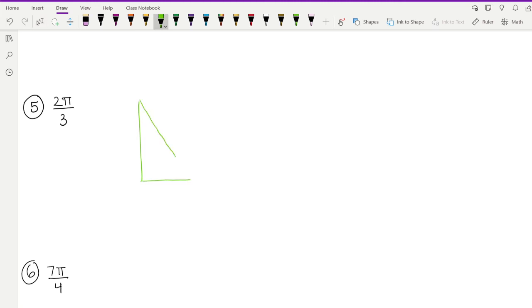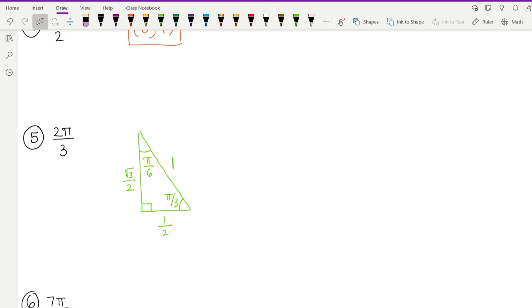So this is our triangle. And as we just described, this angle is pi over 3. This angle is pi over 6. So we know that the hypotenuse is 1, as always. And so that means that the shorter side is 1/2 and the longer leg is square root of 3 over 2.